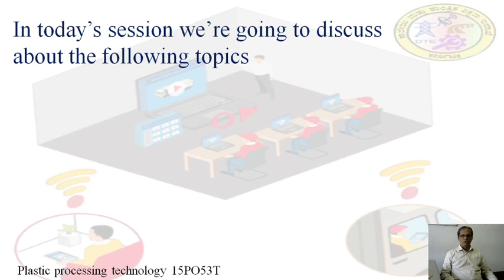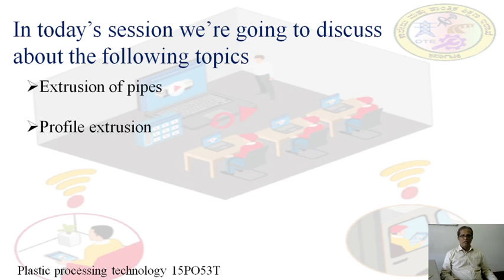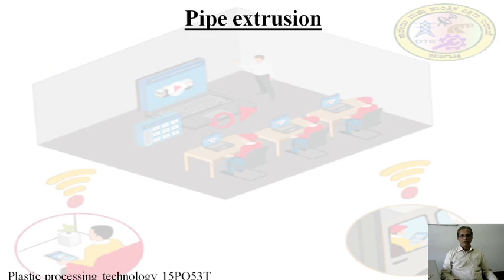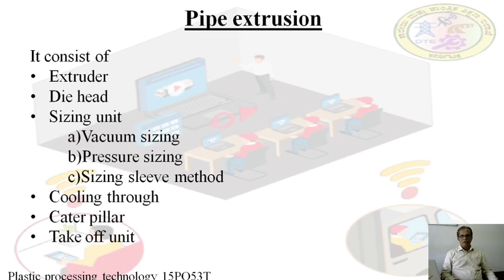In today's session, we are going to discuss various topics like extrusion of pipes, profile extrusion, extrusion line for cable industry, film extrusion, that is different types of film extrusion, blow film, flat film, sheet film extrusion, etc. Now, to begin with, let us discuss pipe extrusion.